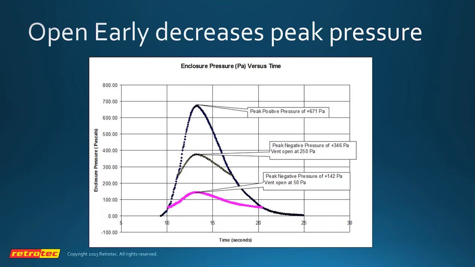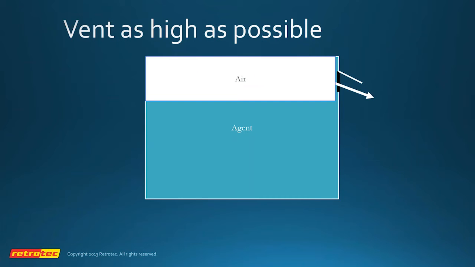So this is a little representation I made about what happens when you open early. When you open the vent early, it gives a chance to get some of the flow through the vent before it has a chance to build up pressure. We want to install our pressure vents as high as possible in the enclosure. We have a better chance of venting air, not agent, if we do that.